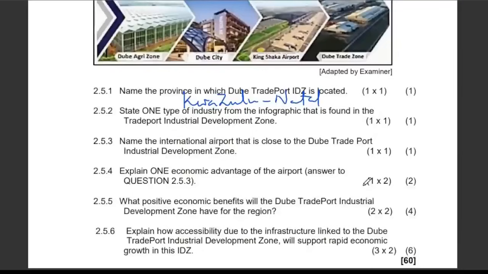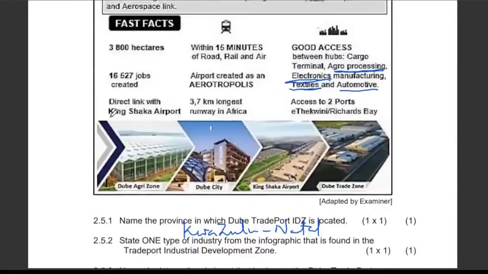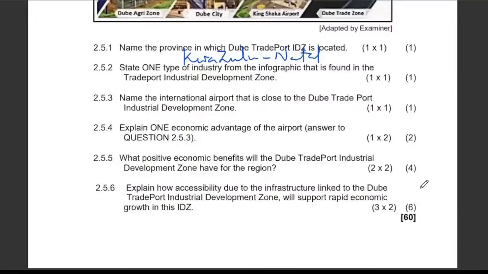Then number 2.5.3, name the international airport that is close to the Dube Tradeport Industrial Development Zone. The airport given here is King Shaka Airport. There's a direct link with King Shaka Airport. Right, moving on to the next question. Explain one economic advantage of the airport that we've identified here. What is the advantage of the airport? An economic advantage of the airport.